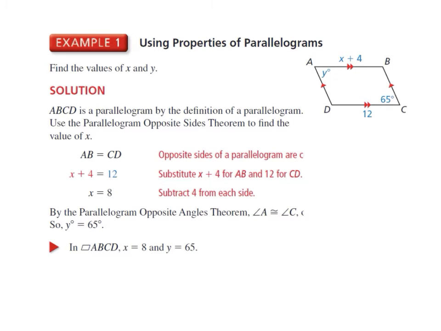So in conclusion, we can say that in parallelogram ABCD, x equals 8 when we solve for x, and then y is equal to the 65 across from the congruent angle. And that's using the parallelogram opposite angles theorem.